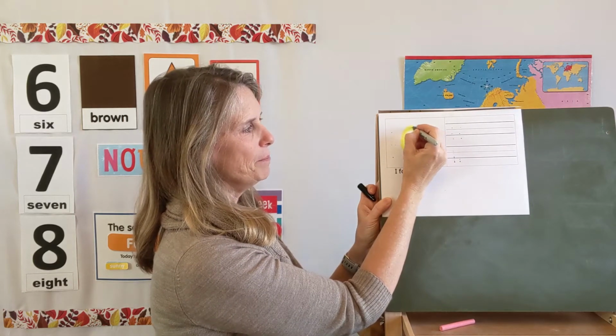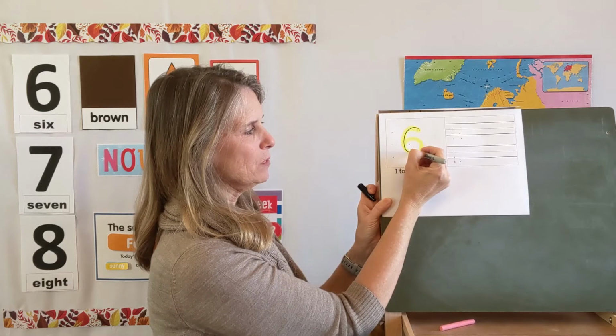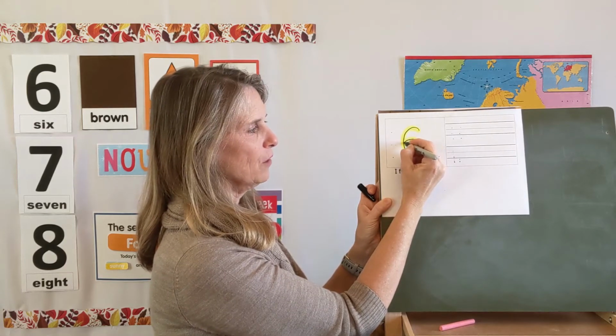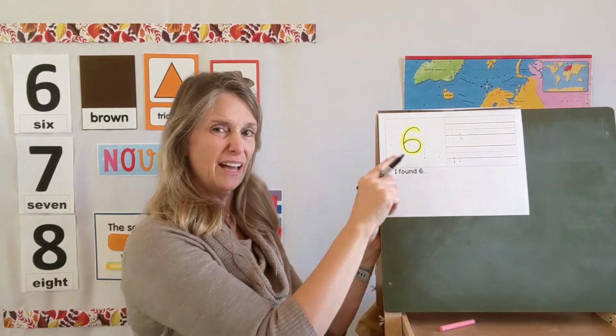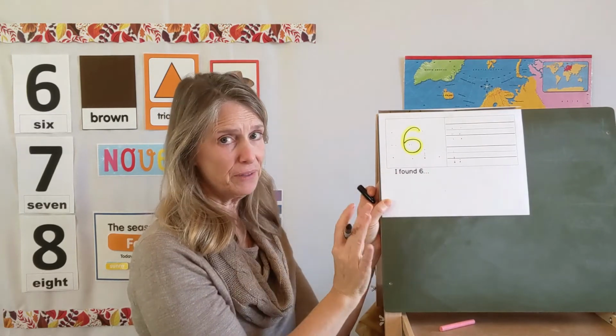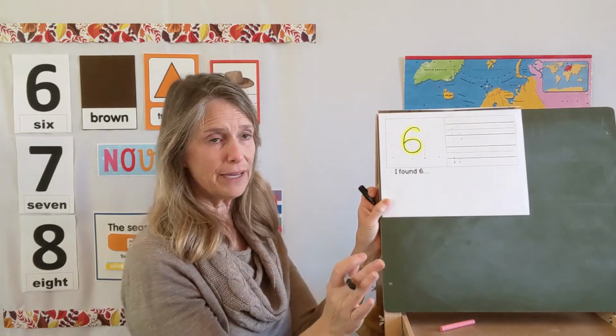Start at the top, up and around, down to the bottom, and bounce back up and close it off with a little circle. Now we traced it. Let's try writing it on our own and see how we do. This is another one you might need to practice.